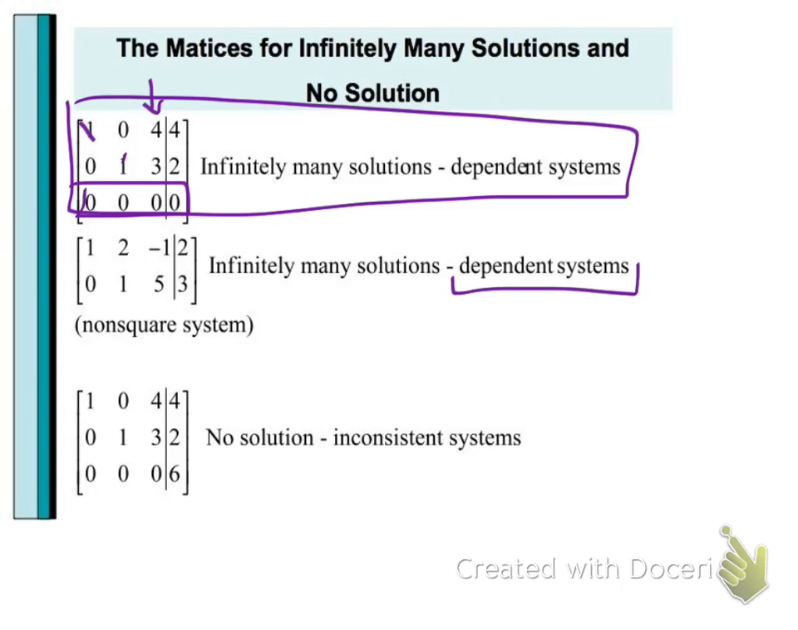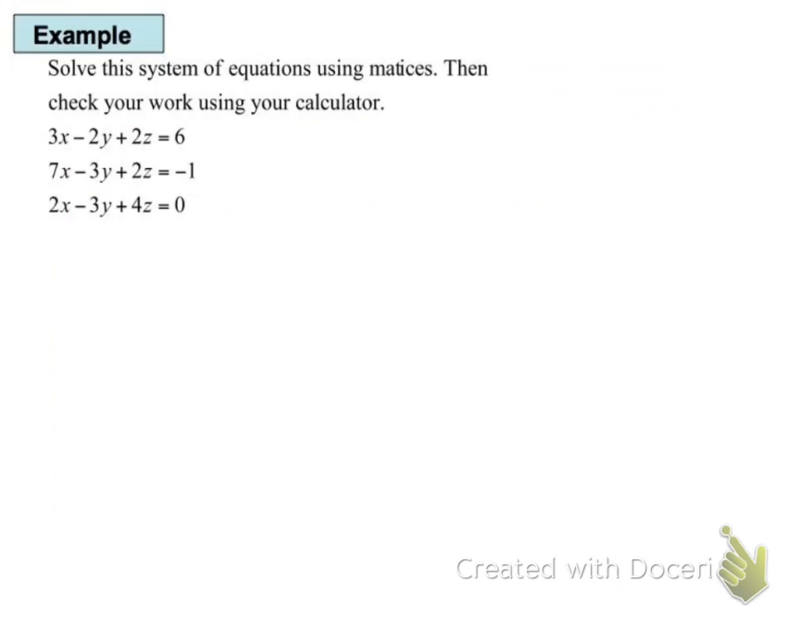Last but not least, the no solution will become very obvious. It's very similar to two variables. You'll have a statement like 0 equals 6. So let's take a look at how we're going to solve some of these.